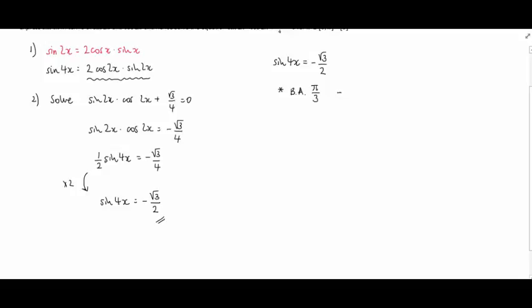Next, let's have a look at the quadrants. If we draw a little quadrant diagram, where is the sine value negative? Sine is negative here and here, in quadrants 3 and 4. Finally, we need to readjust our domain. If x is in the interval [0, pi], then 4x is going to be in the interval [0, 4 pi]. So that's where we're solving the equation.